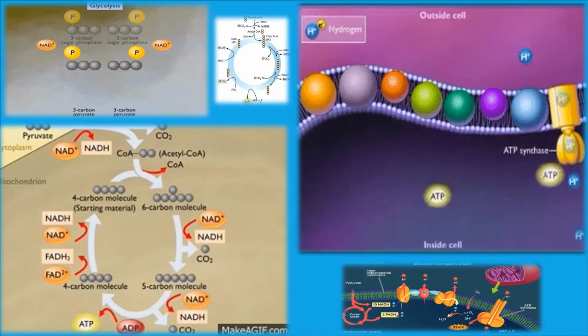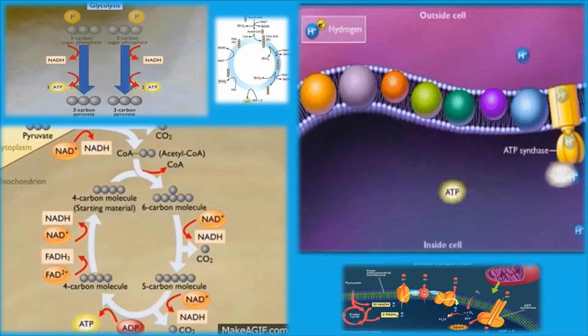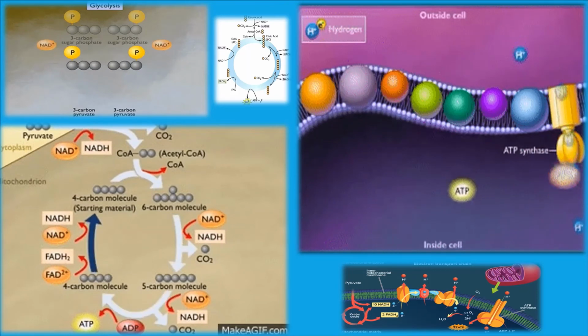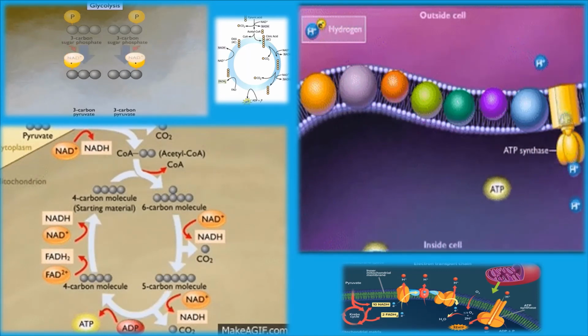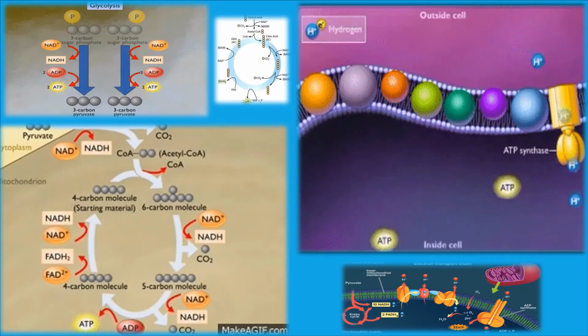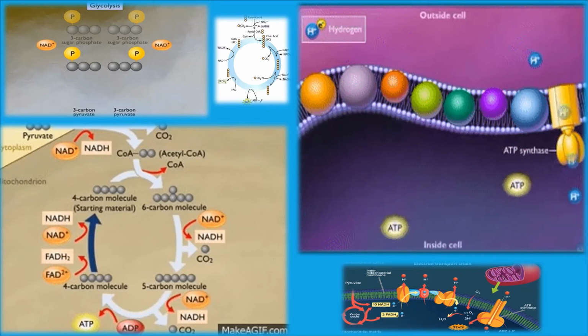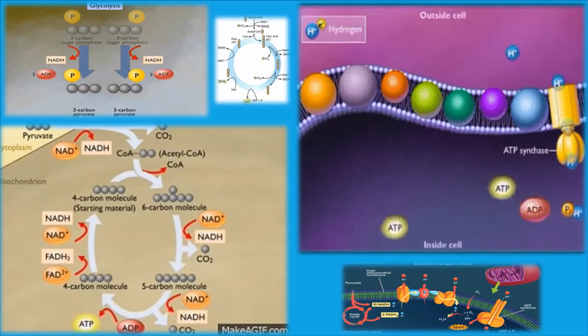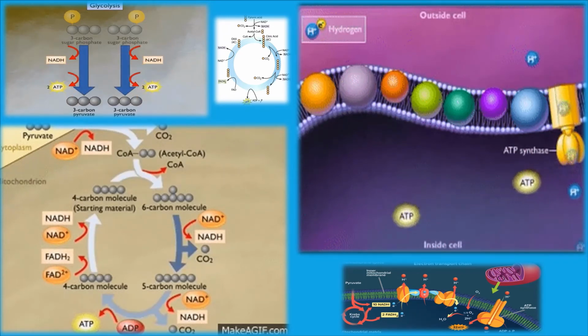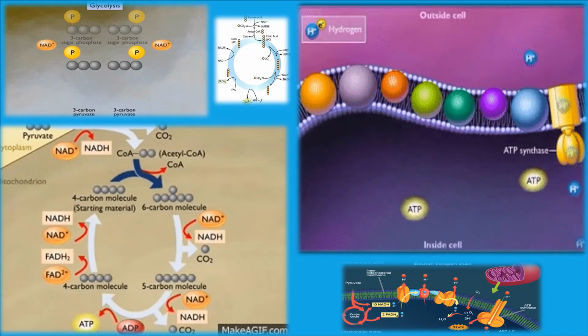Alright, here we have some GIFs kind of showing everything we've discussed so far. The top left is showing glycolysis. The bottom left is showing the Krebs cycle. The top right GIF is showing the electron transport chain, and the bottom right picture is also the electron transport chain. And then that one little white picture is also the Krebs cycle.